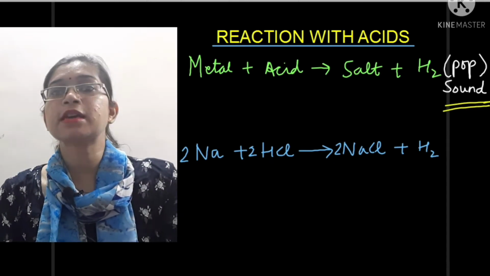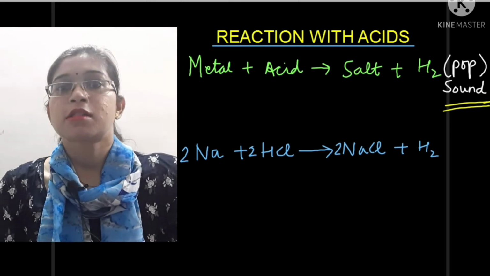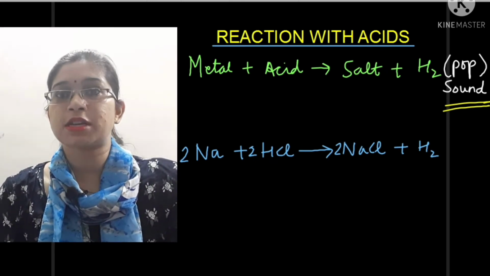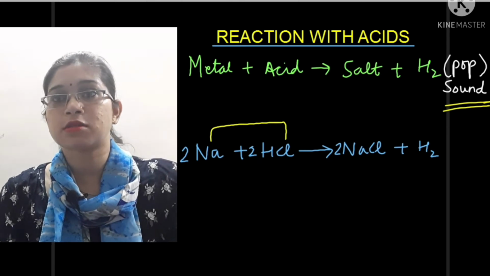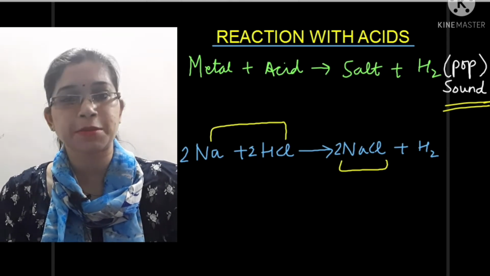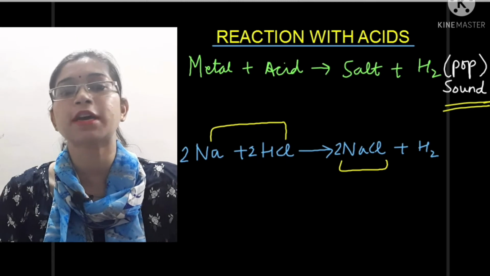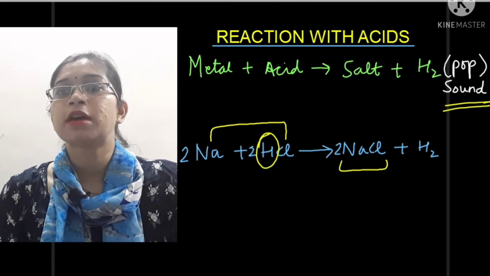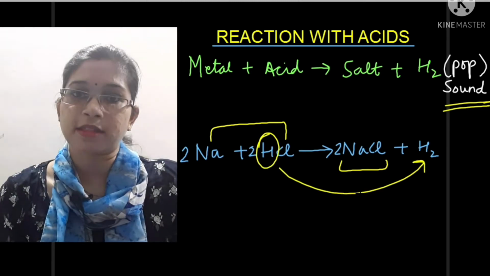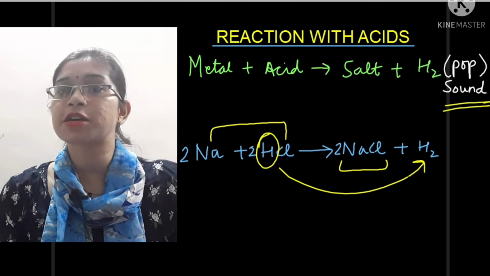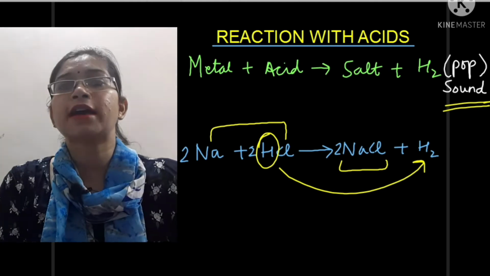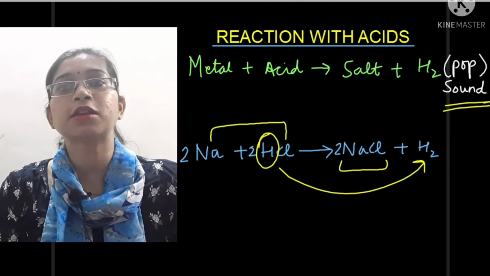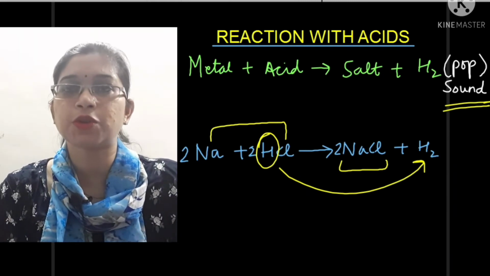Okay, let's see with the help of an example. Sodium, that is Na, when it reacts with HCl, it gives NaCl. NaCl is the chemical formula of table salt, the normal salt that we use at our home, and hydrogen is liberated as gas. In order to balance this equation, I have put here this 2. I'll also be explaining the balancing of equations in some other video.